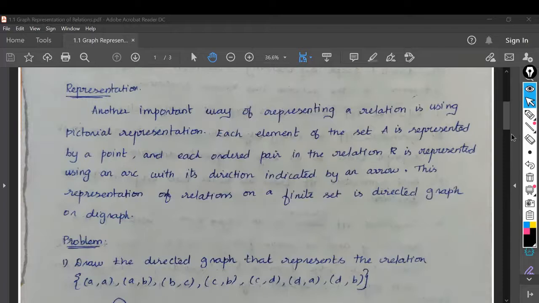Now, representation. Another important way of representing a relation is the pictorial representation. For example, if you are defining a relation R from the set A to the set A, you can have only one set here. You cannot define a relation from A to B in this way. Only when your sets are identical can we have a graphical representation. So matrix representation and graphical representation of relations have their own limitations, right?